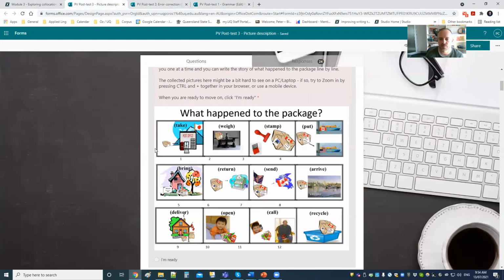And then with the picture description task, they had to describe the journey of a package from a young boy to his grandfather. Again, each of these sentences was supposed to be produced in the passive voice, with the exception of the final one.